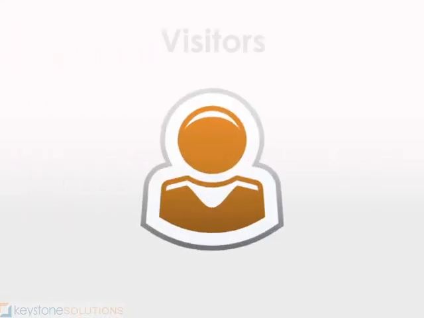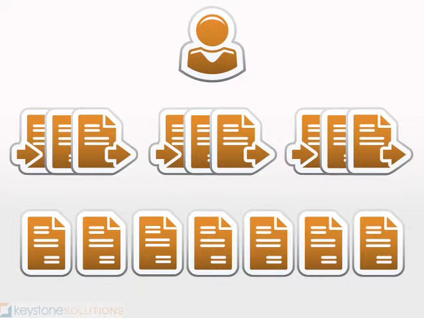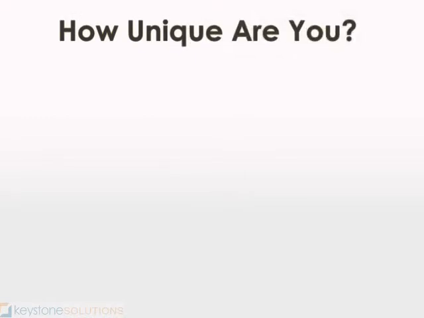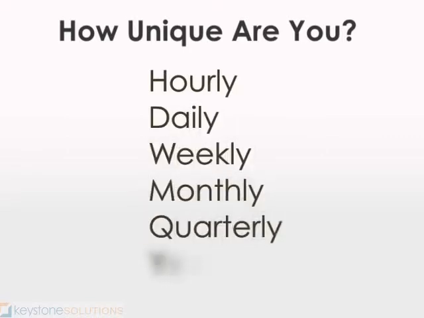Now let's talk about visitors. Visitors are the number of individual users who visit your site. For example, if I visit your site, I'm a visitor. I may make multiple visits, and each visit might have multiple page views, but I'm still just one visitor. We usually talk about visitors in terms of their uniqueness by time frame. In the reports, you'll see that we can run reports on hourly, daily, weekly, monthly, quarterly, and even yearly visitors.